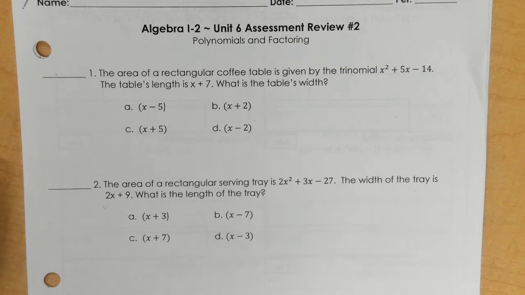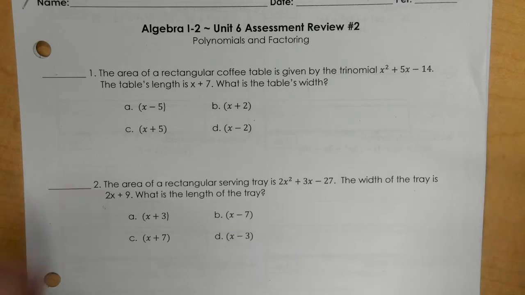For review number 2, it says the area of a rectangular coffee table is given by the trinomial x squared plus 5x minus 14. The table's length is x plus 7. What is the table's width? So first thing we have to recognize is that we will have to factor.